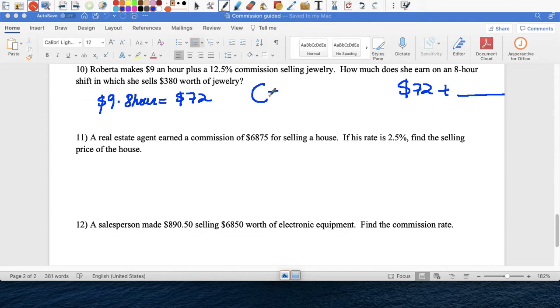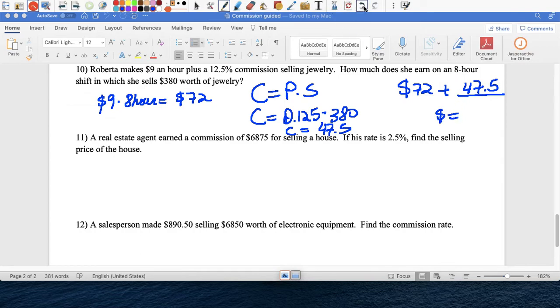So her commission is the commission percent times sales. The percent is 12.5% or 0.125. The amount of sales she did was 380. So let's see how much extra she's going to take home. 0.125 times 380 equals $47.50. Along with her $72 that she made by the hour, she's also going to get a little bit more, $47.50, which gives us a grand total of 72 plus 47.50. So for that particular day, she makes $119.50.